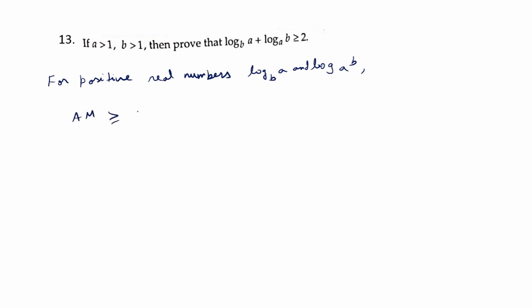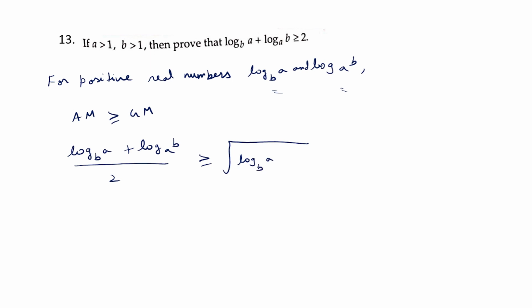Arithmetic mean is greater than or equal to the geometric mean. So the arithmetic mean of these two is log a to the base b plus log b to the base a by 2. This is greater than or equal to their geometric mean. Their geometric mean is root of their product, log a to the base b into log b to the base a. Now we know that log b to the base a is 1 by log a to the base b.